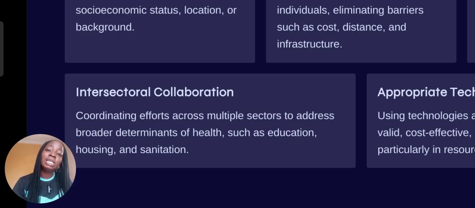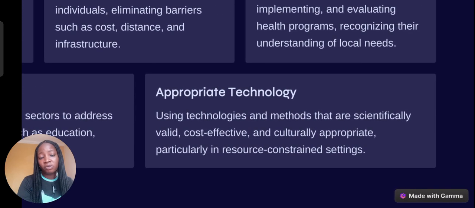So the next one is intersectoral collaboration. It's not just about those in the health sector, it involves coordinating efforts across multiple sectors to address the broader determinants of health. Remember, health is not just the absence of diseases. It involves other aspects of health as well. We have social health, we have mental health, and other aspects of health. So it involves collaborating with people in the education sector, the housing sector, the environmental sector, and of course, the sanitation sector as well.